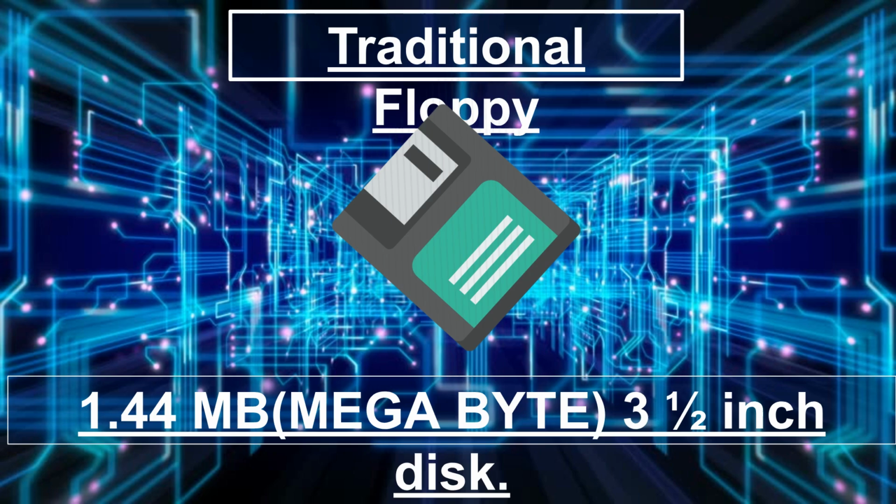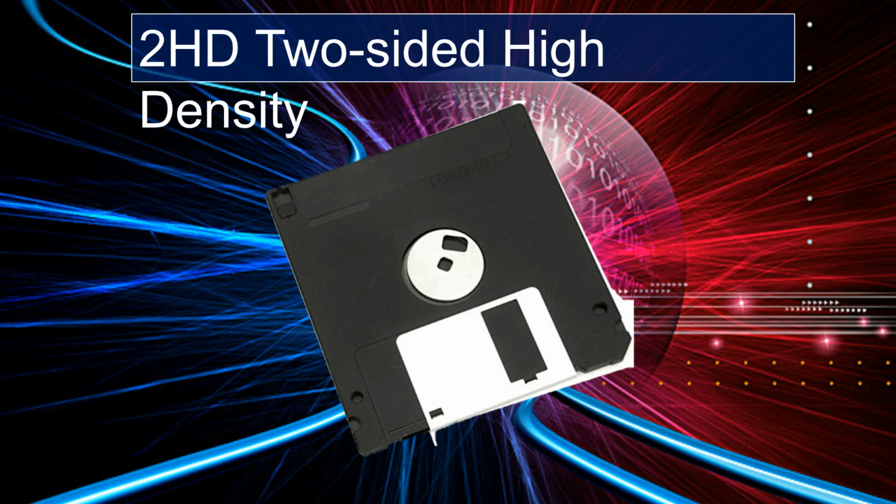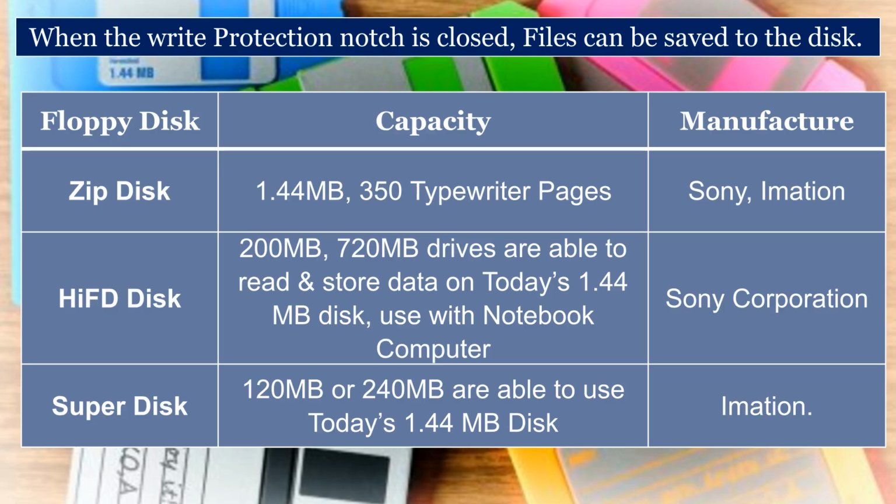A traditional floppy disk is a 3.5-inch disk with a capacity of 1.44 megabytes. 2HD stands for two-sided high density. When the write protection notch is closed, files can be saved to the disk.